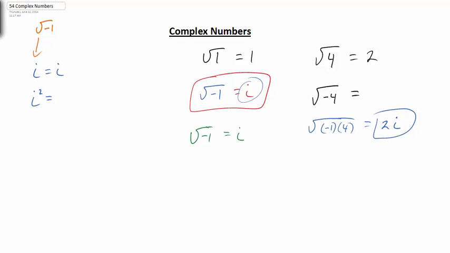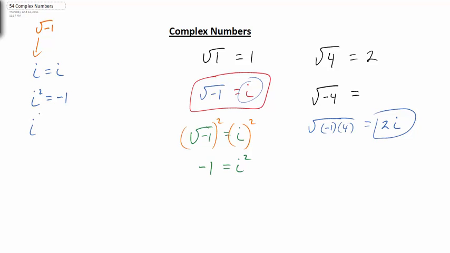If we were to square both sides of this equation, then the square and the square root will cancel each other out, and we're left with a negative 1 is equal to i squared. So therefore, anytime you see i squared, it is defined as a negative 1. So we can simplify i squared to equal negative 1.